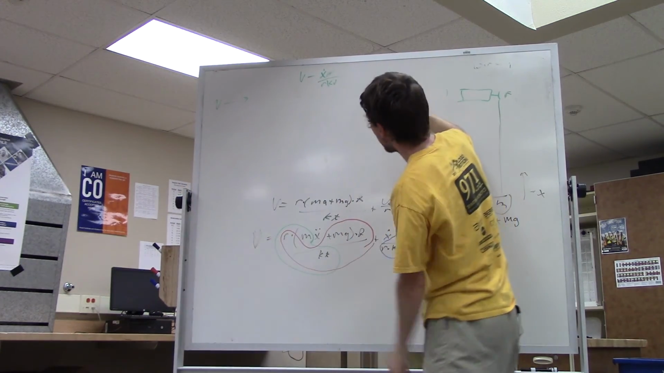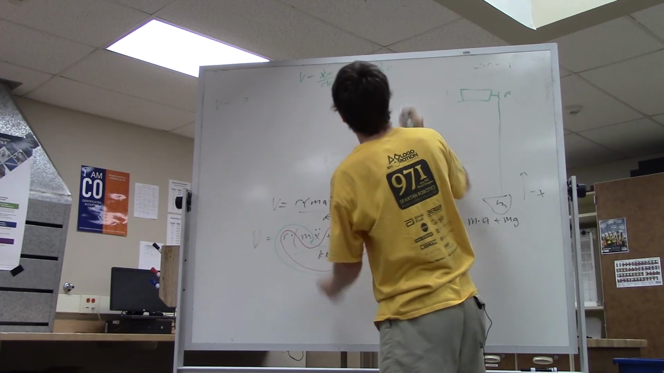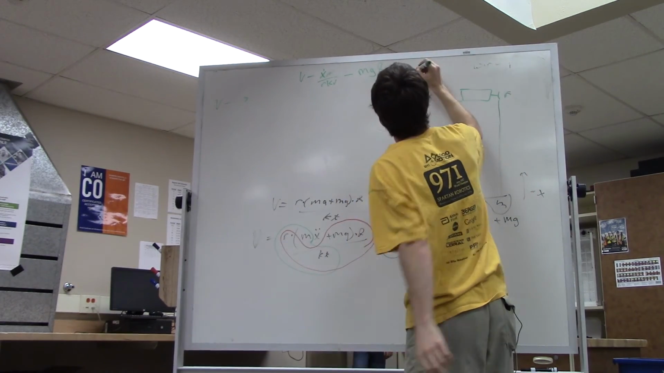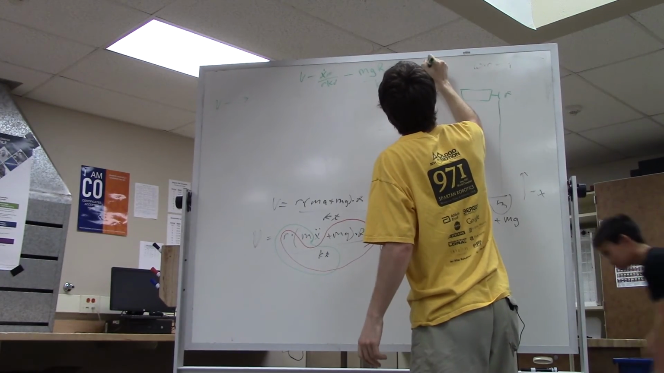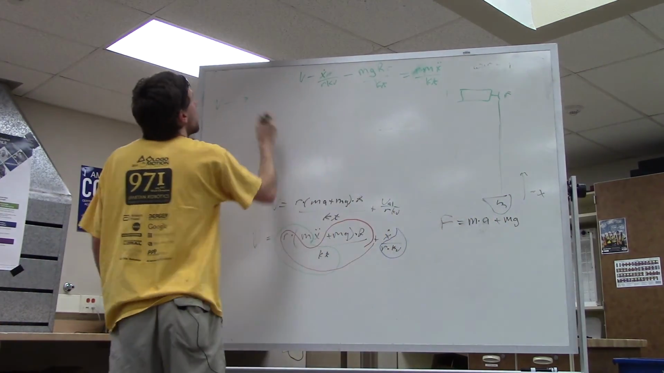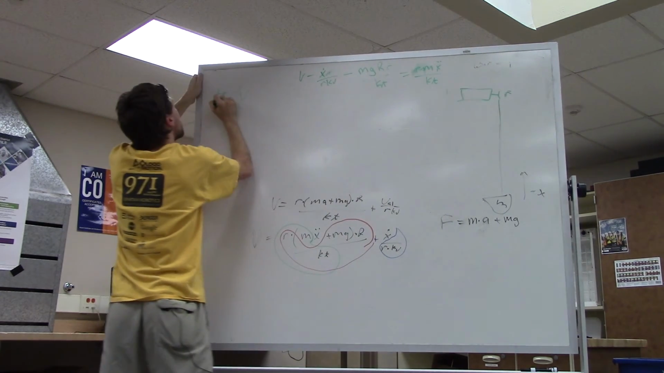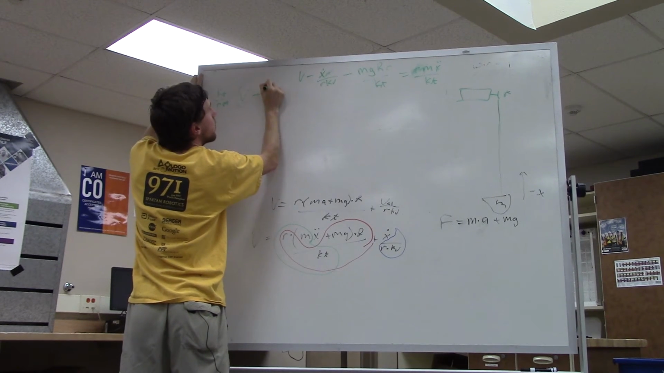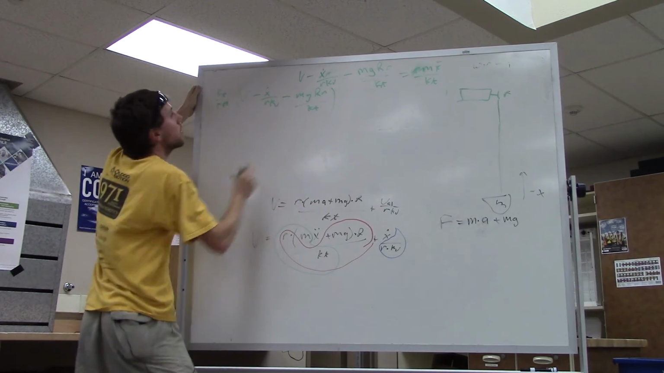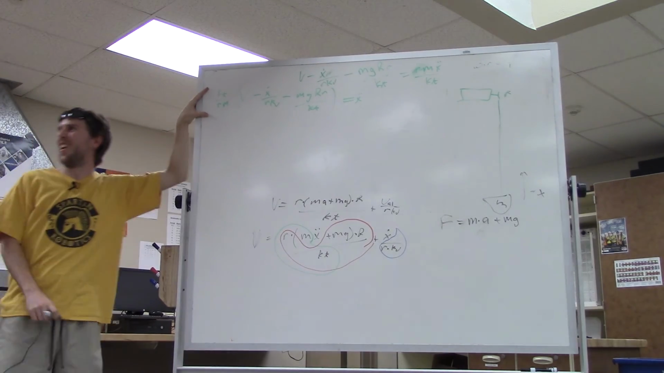Minus gravity, mgr, r over kt. Equals. Okay, so now we need to move this over. V equals, right? Did I get my math right? Okay, we'll roll with it.